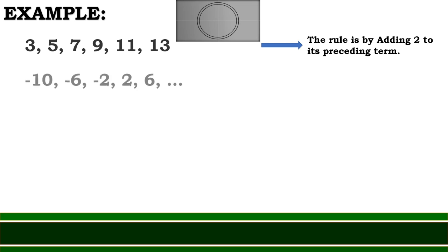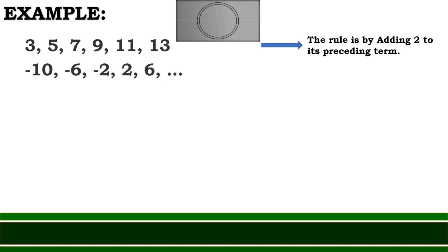Another try. How about this? I have here negative 10, negative 6, negative 2, positive 2, and 6, and so on and so forth. What will be the rule or pattern for this sequence?